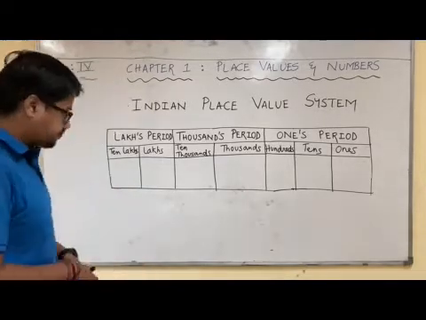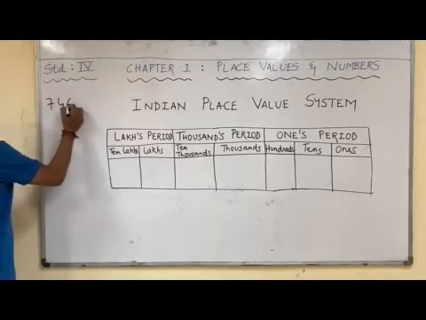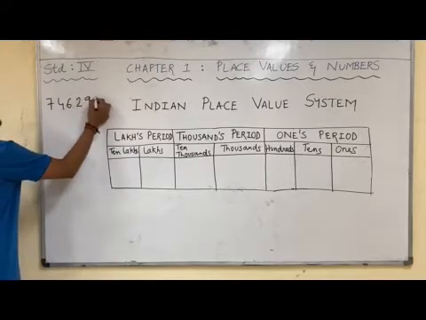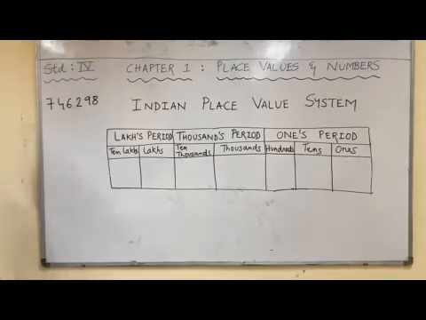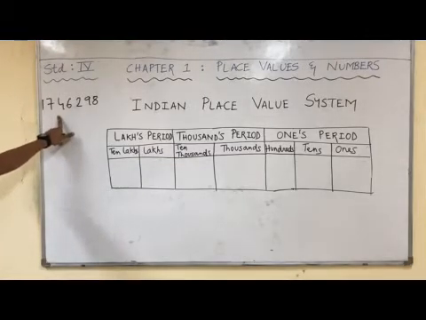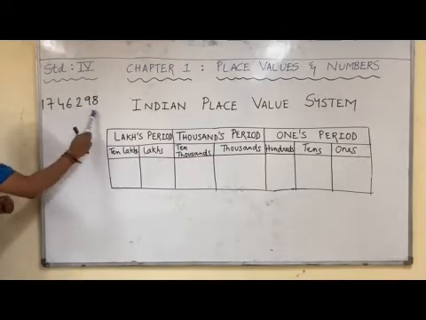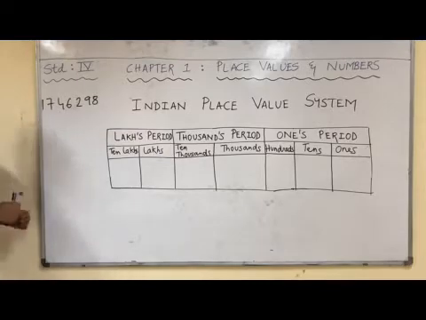Now let me give you a number: 7, 4, 6, 2, 9, 8. I want to represent this number in the Indian place value chart. Let us write one more so that all places are occupied, say 1746298. This is the question. And what is the question? Represent this number in the Indian place value chart and write its number name. I repeat the question: represent this number in the Indian place value chart and write its number name.